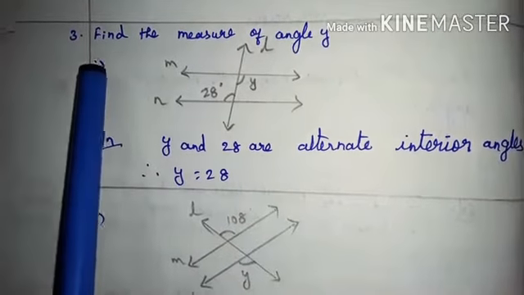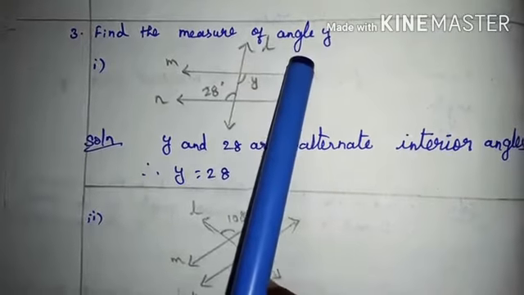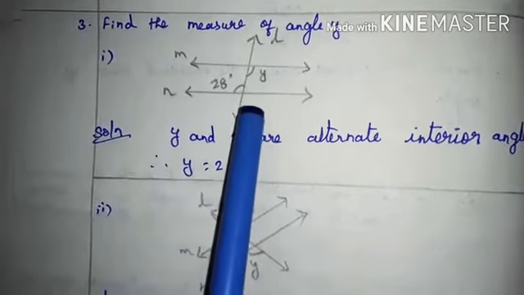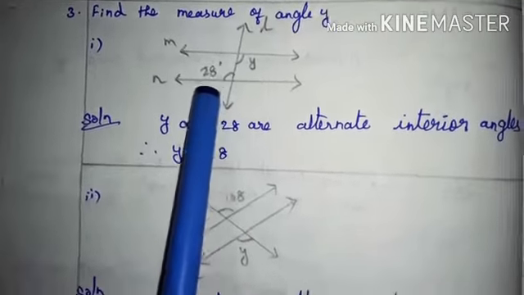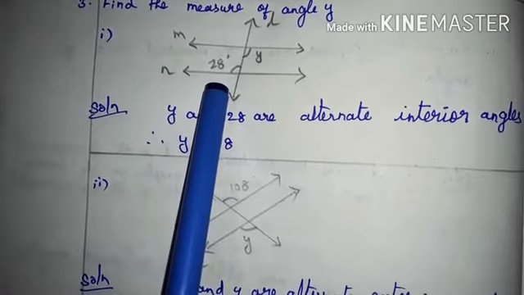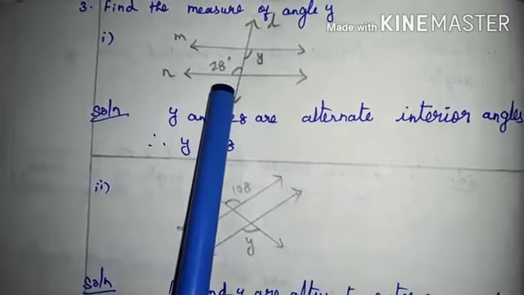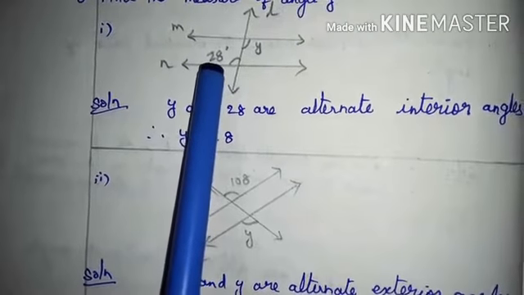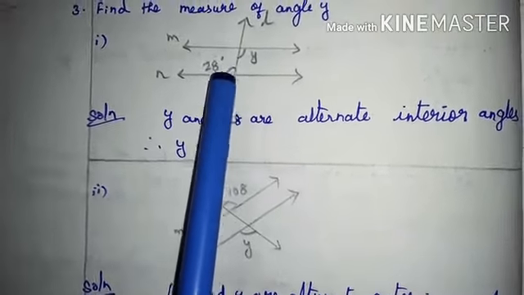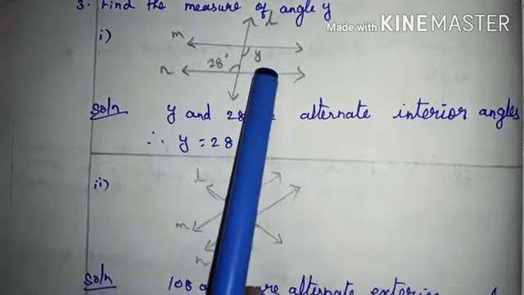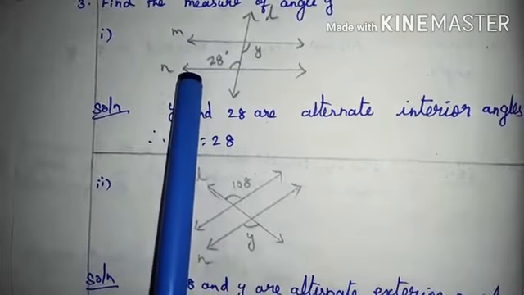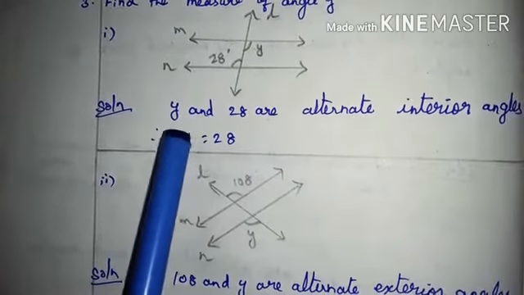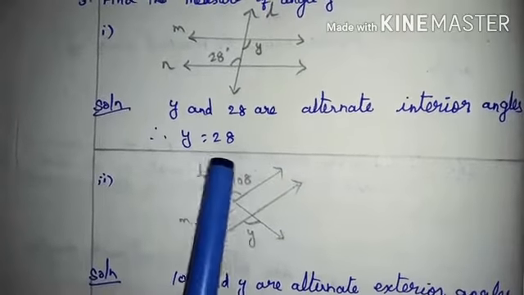Third sum, find the measure of angle Y. Here also M and N are parallel and L is the transversal, and Y and 28 lie on opposite sides of the transversal and in between M and N. Therefore, we can say 28 and Y are alternate interior angles. If the two lines are parallel, then alternate interior angles are equal. Therefore, Y is equal to 28.